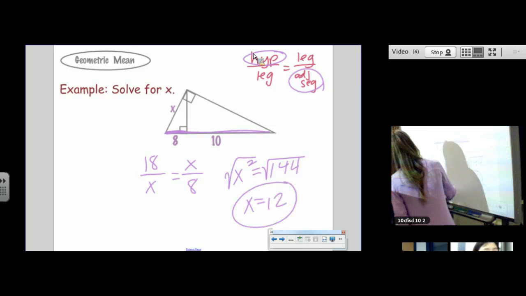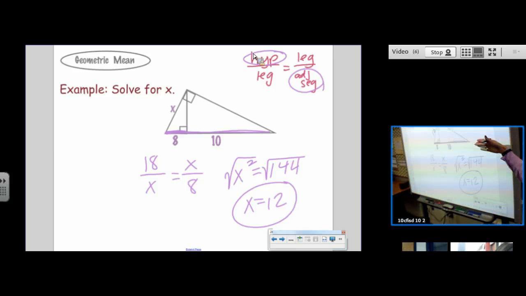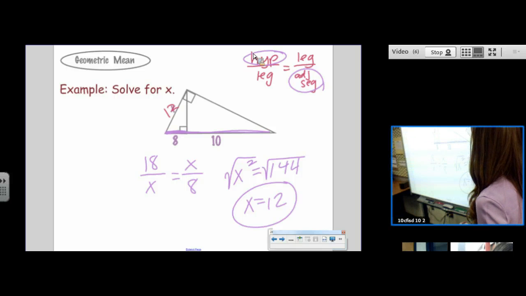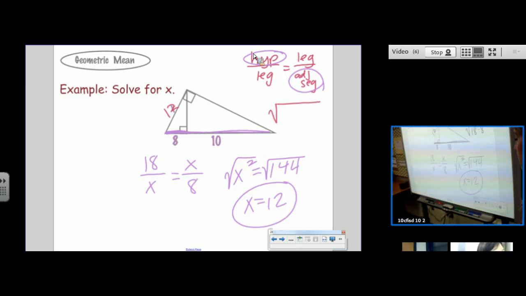Okay? X is 12. Like I said, if you know geometric mean well enough, then you could just look at this and literally do, that's the geometric mean, that's the square root of the product, 18 times 8.